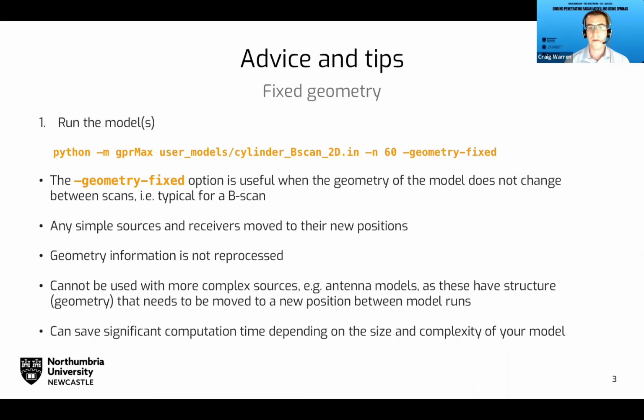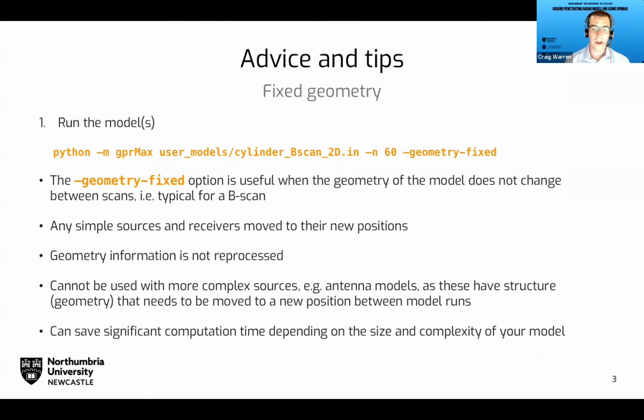So in those types of scenarios, what you can do to improve the speed of your model is use this argument called geometry fixed. And what that basically does is it means that gprMax doesn't reprocess any of the geometry information between these different A scans.